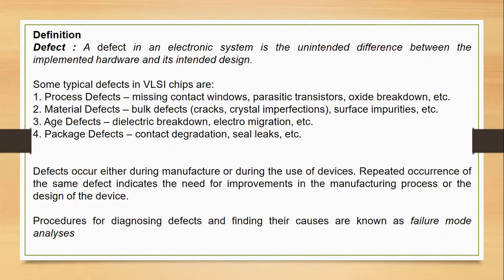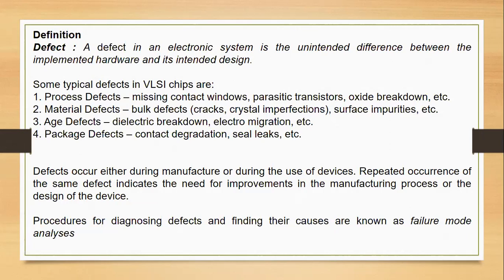Within the process defect, we have different terms within the VLSI chips. One is missing contact windows: if there is any connectivity problem at the fabrication level or within the circuit level, that can be treated as a missing contact window. Then parasitic transistors at the component level, or oxide breakdown, the breakdown voltage at the component level. That is what we call process defects.